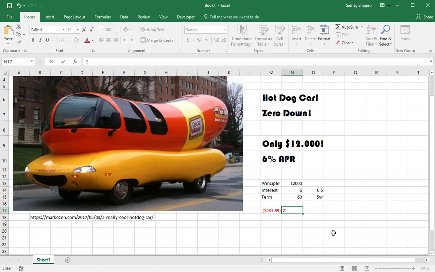So we did equals 231.99 times 60, and we deducted our principal from this number, we would get the total amount of interest, right? So this would be our monthly payment, $231.99, which is a great price for the hot dog car. The $13,919.40 is our total cost for the loan, and this is the interest amount that we have on the loan.